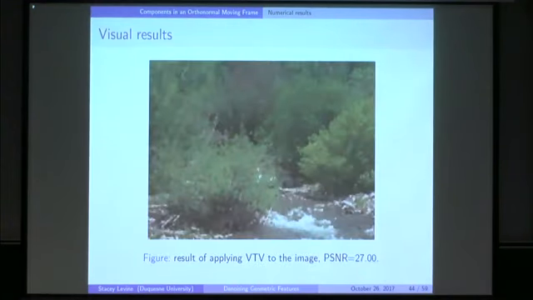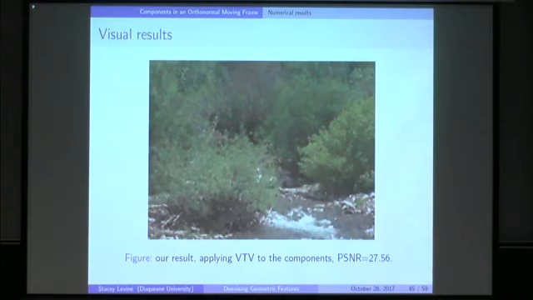And so here is an even closer close-up. You see we get sharp edges, which you would expect from a TV L2 type functional. And this is VTV applied to the original image, and this is what you get when you apply it to the moving frame components. So the significant thing is you really do get more details, in this case more textures, which is often what we saw, that it works very well for highly textured images.